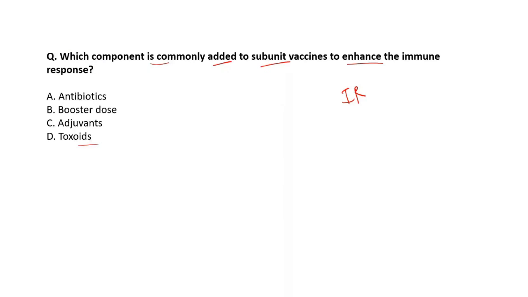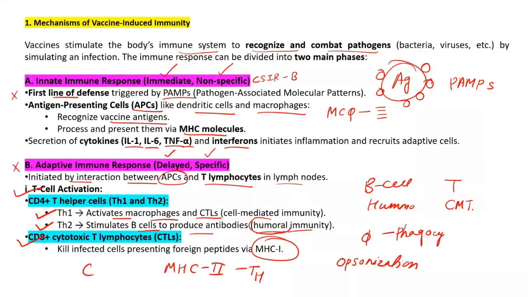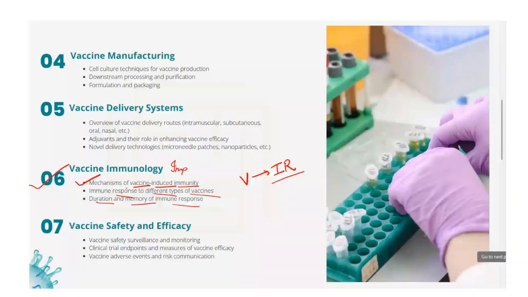So we have covered up till now, a quick revision. We have covered the mechanism of vaccine induced immunity and the different kinds of immune response to different types of vaccine. Now we will be focusing on the duration and memory of immune response, how long it can be there.